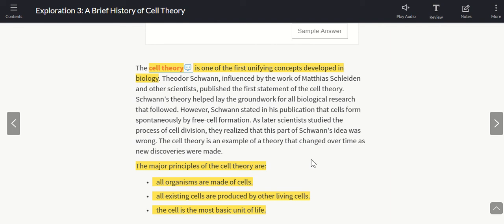First of all, organisms are made of cells. This kind of goes back to one of those characteristics of living things, whether it's a plant or an animal, whether it's single-celled or multi-celled. The benchmark of the cell theory is that all living organisms are made of cells.